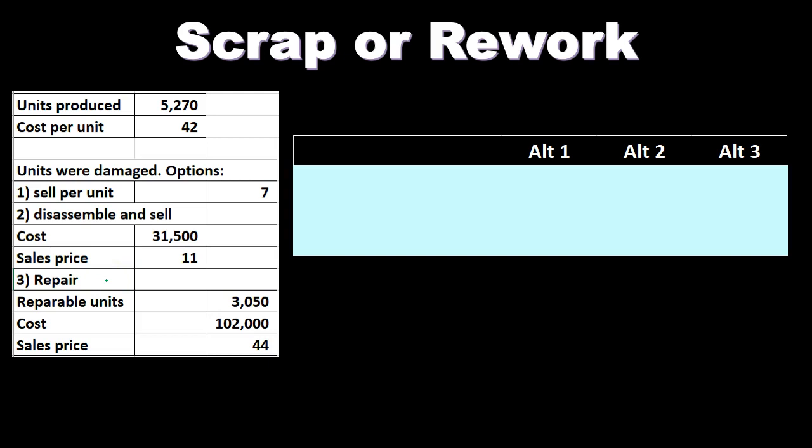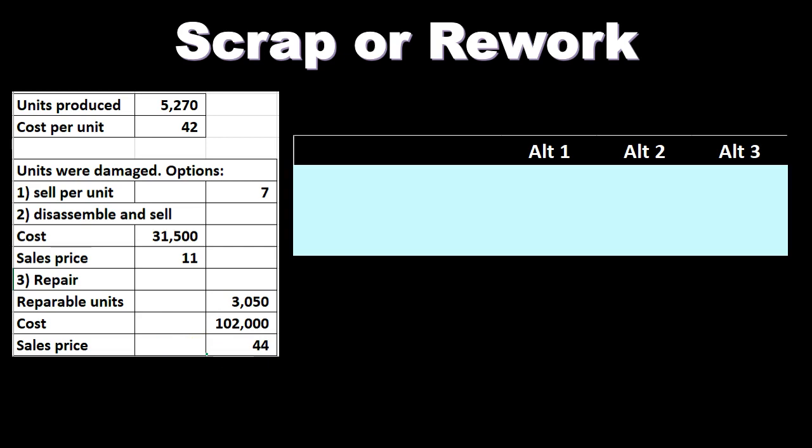If we go through the repair process, then of these 5,270 units, we think we can salvage and repair to good condition 3,050 units. However, it will cost us $102,000 to do that. If we were to do that, however, we could sell these units for $44 per unit. So those are our three alternatives.